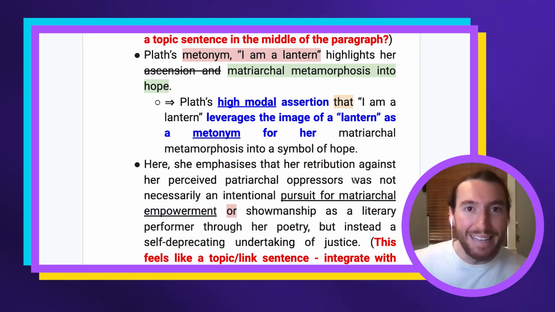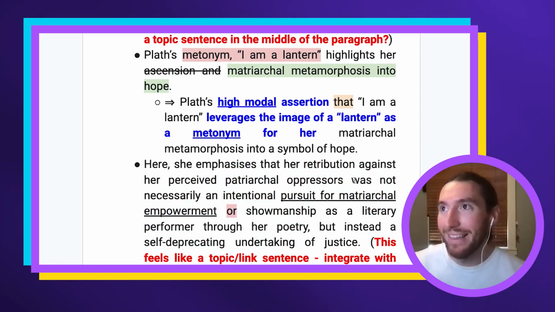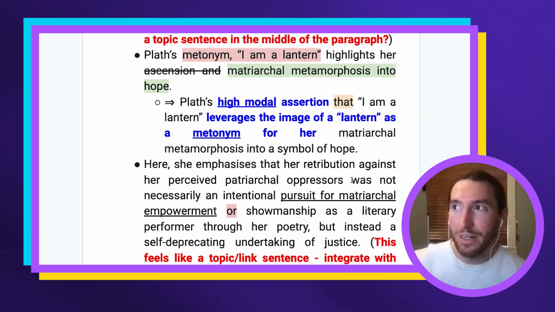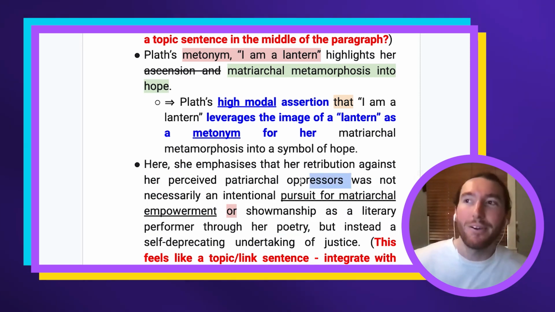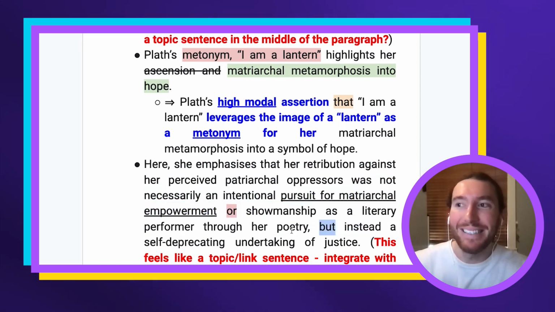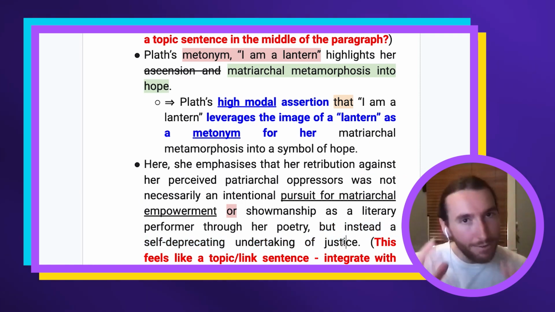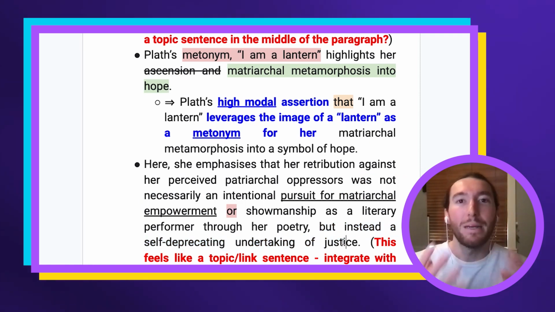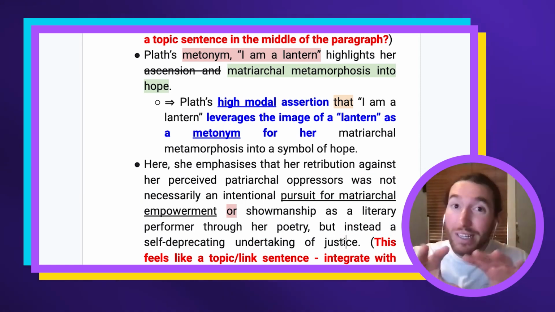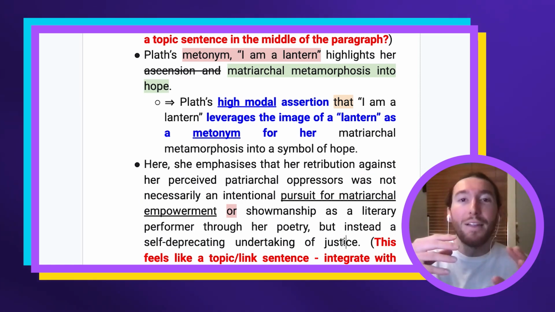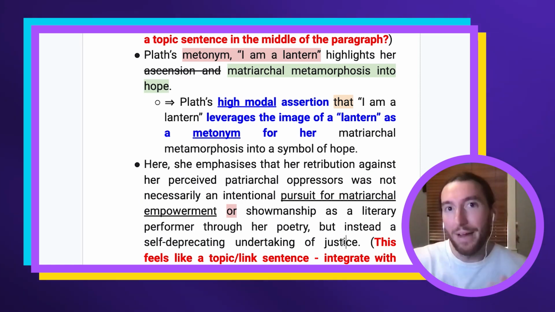I'll tell you what I like in the argumentative language here. I like that this student says "was not necessarily this, but instead this." I love that kind of language, right? That's very argumentative and it's nuanced. It wasn't necessarily this, but it's this. That shows that you've actually thought about this more deeply.